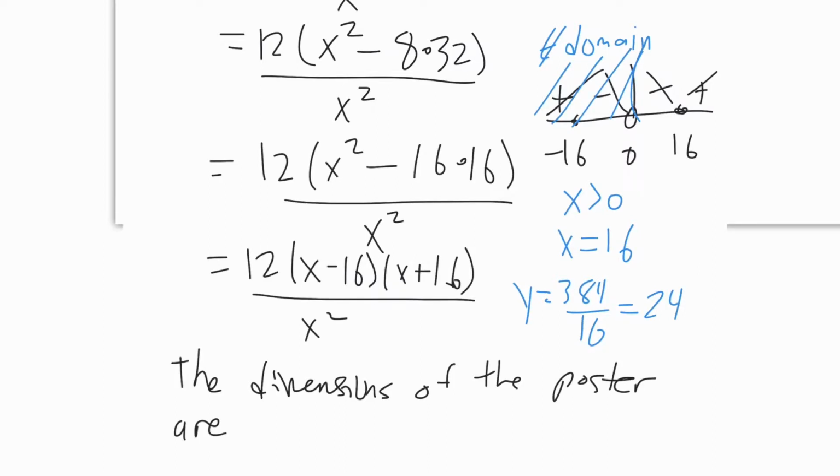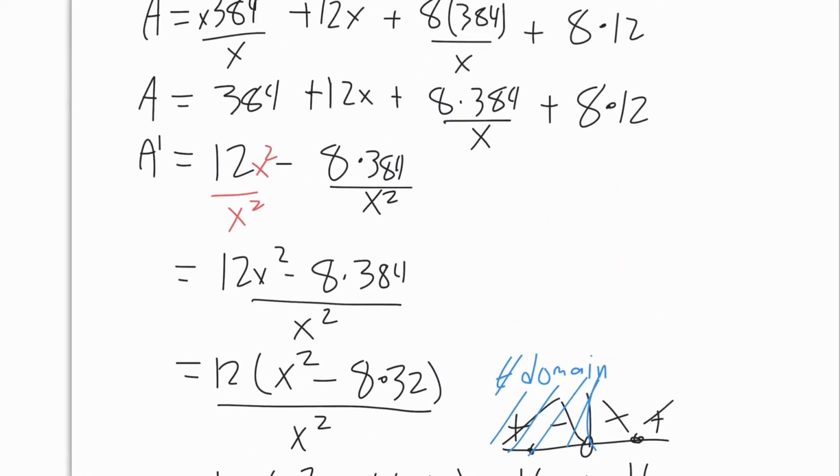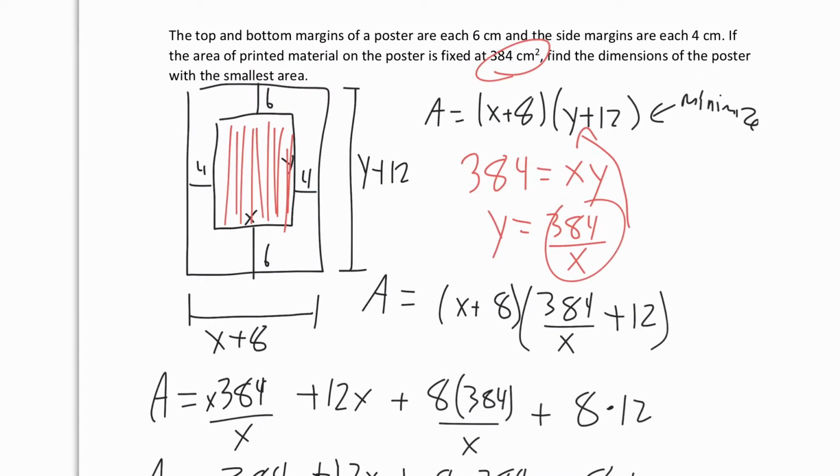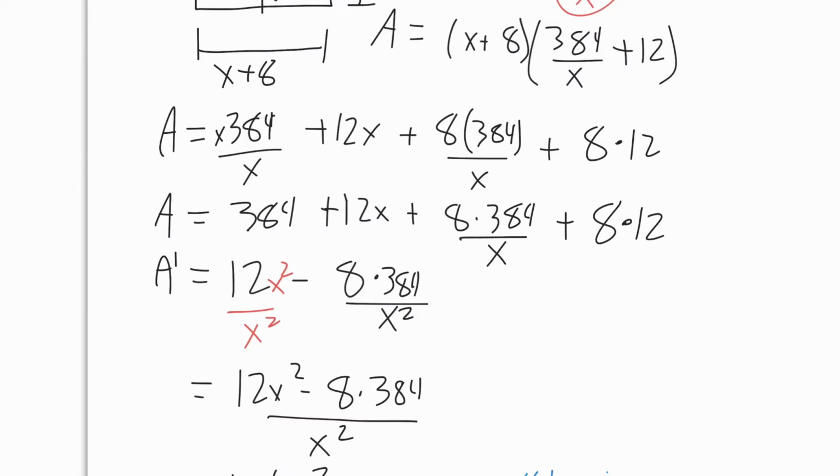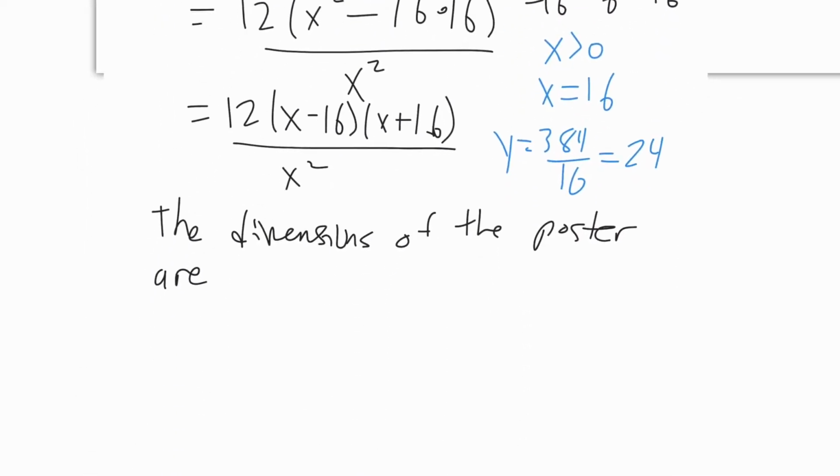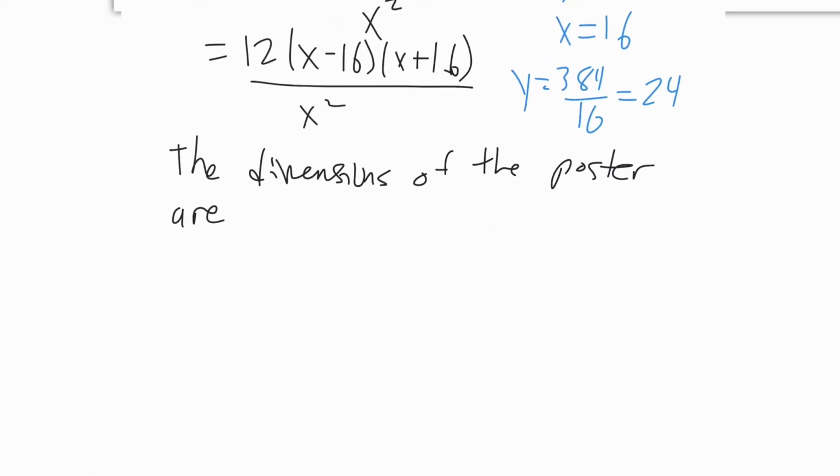and here is where you need to be very careful, because they're asking for the dimensions of the poster. If I write the dimensions of the poster are 16 and 24, is that correct? Well, let's look back at the original setup. X and Y are the dimensions of the printed area. The dimensions of the poster are x plus 8 and y plus 12. So I can't leave the dimensions of the poster as 16 and 24.